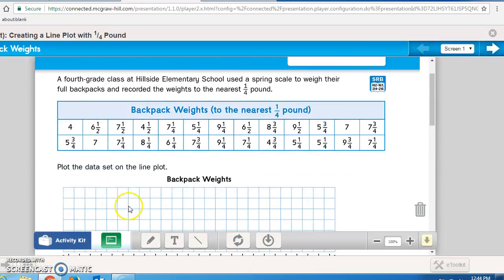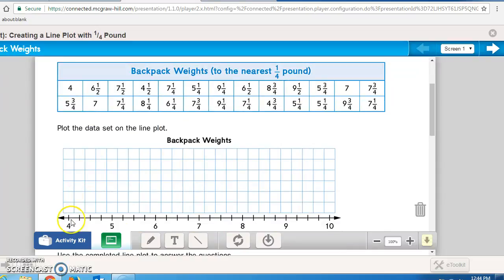The next instruction says, plot the data set on the line plot. So the first number you should see is the number 4. So this is how you're going to record it. There was one who had 4. Since I am putting down the number 4, I would cross that off so you know you used it. Is there any other ones here that have 4? Well, yes, you should notice that there is one that's 4.5.